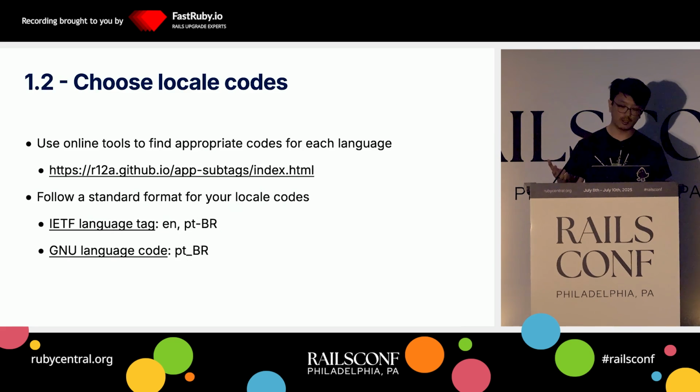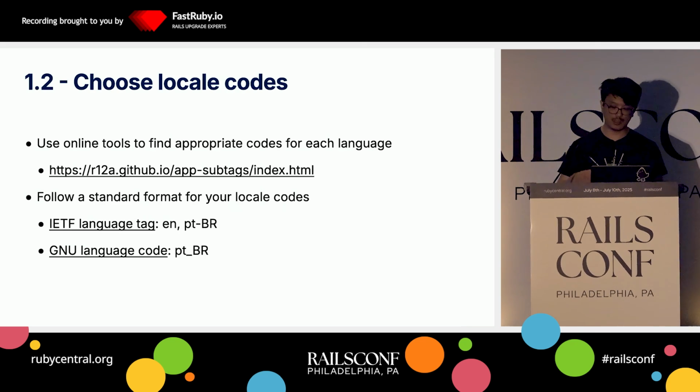OK, so once we know which languages we want to target, we have to convert those languages into locale codes. And like I mentioned in the beginning, a locale code is just a standardized identifier to refer to the language. The easiest way to do this is actually just look up the language on Wikipedia. Normally, you'll see the locale code there in the sidebar. But you could also use a tool like the one I have linked here to look up the language and its correct tag.